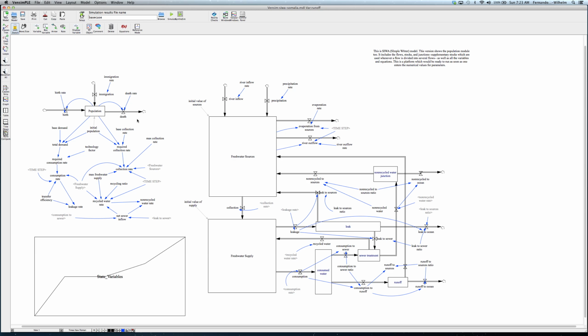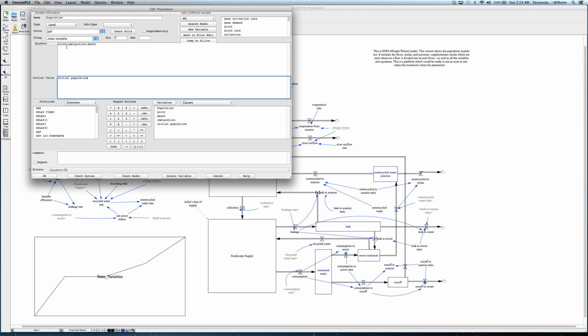So let me start with perhaps the simplest one, population. And population we've been dealing with consistently through the class. Population is controlled by a birth flux and a death flux, in and out, respectively. Births are driven by a birth rate. Deaths are driven by a death rate, and this also has an immigration flux here that's driven by an immigration rate. And the equations for those are fairly straightforward.